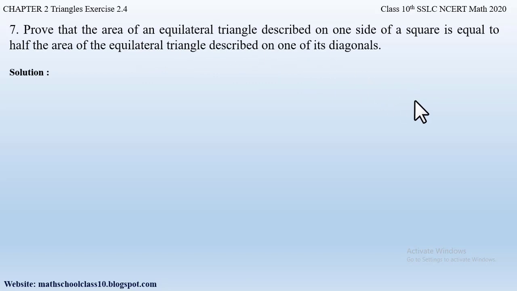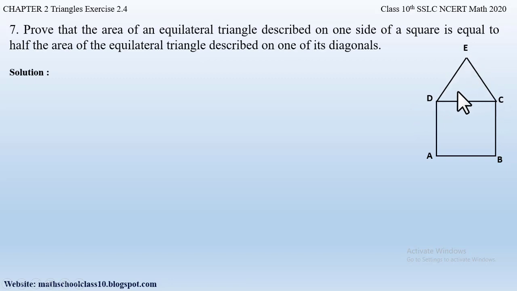They are saying that there is a square ABCD, and we have to prove that the area of an equilateral triangle described on one side of a square. So let us take this side CD. On this side, let us draw an equilateral triangle and name it DEC.